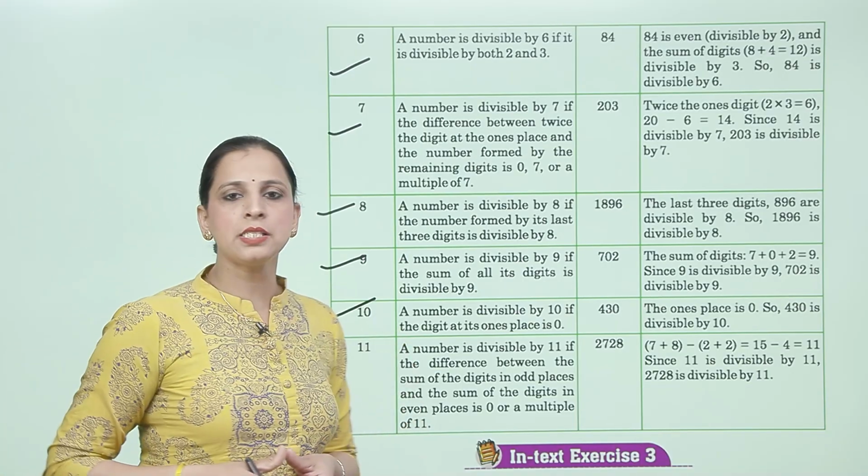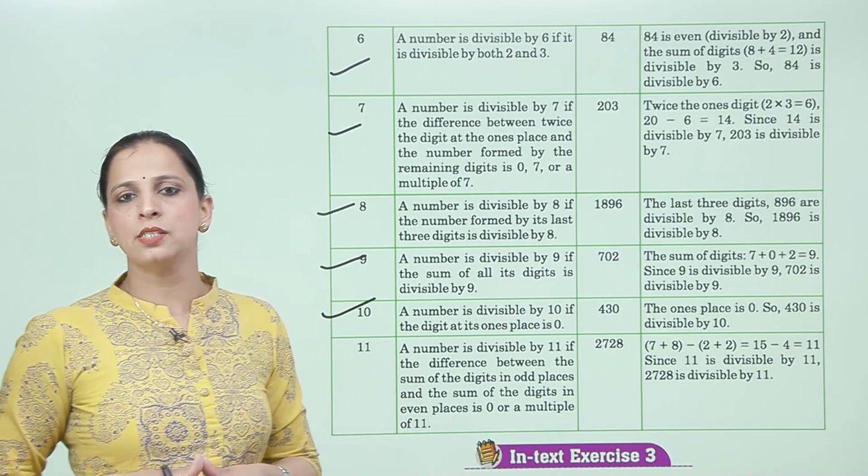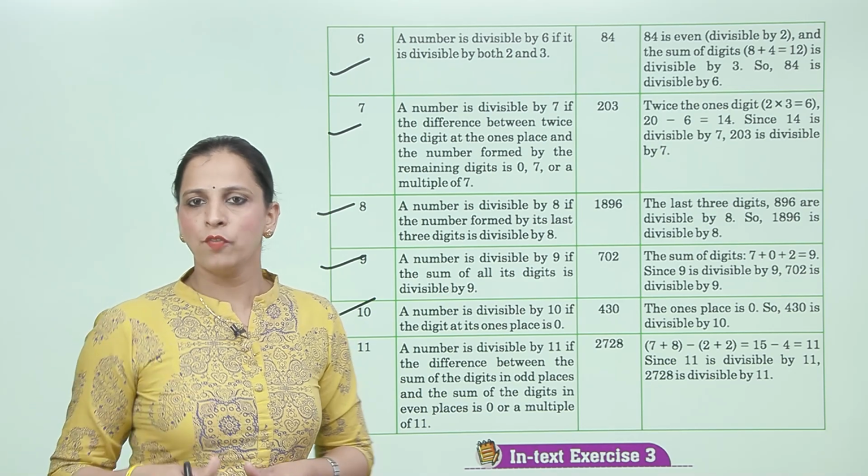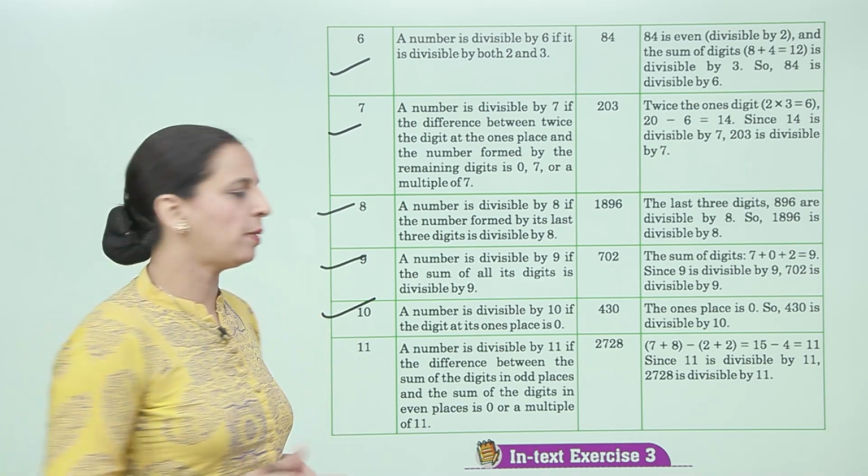Now 10. A number is divisible by 10 if the digit at its ones place is 0. 430. The ones place is 0, so 430 is divisible by 10.